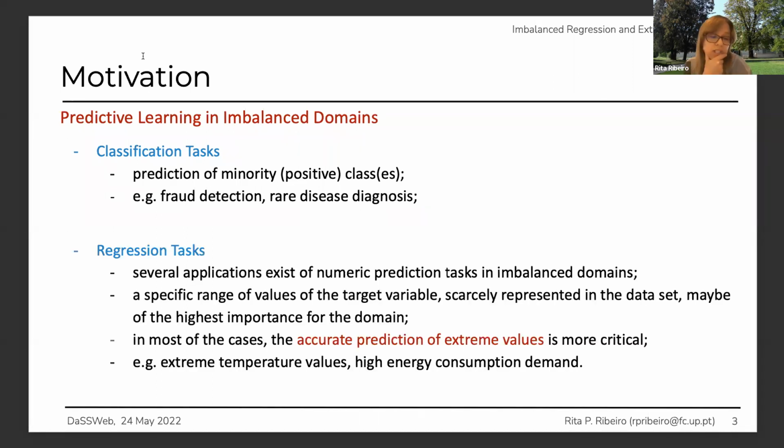What happens with regression? There are a lot of applications that in fact have such a property as well, but within a regression context. In those applications, there is usually a specific range of the target variable that is scarcely represented, but is of highest importance for the domain. Usually those values are at the tails of the distribution, so they are extreme values. Making predictions at those values is more critical than for the remaining, more average target values. That can be the case in applications with extreme temperature values, high energy consumption demand, and so forth.